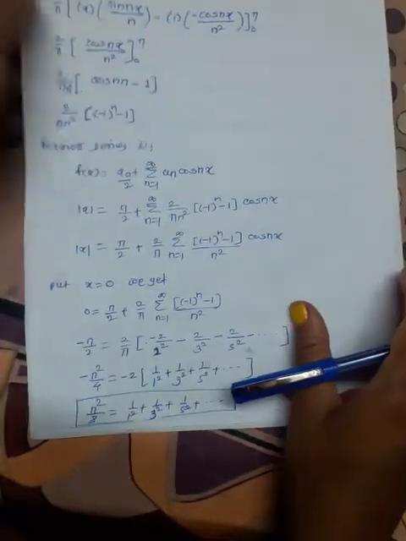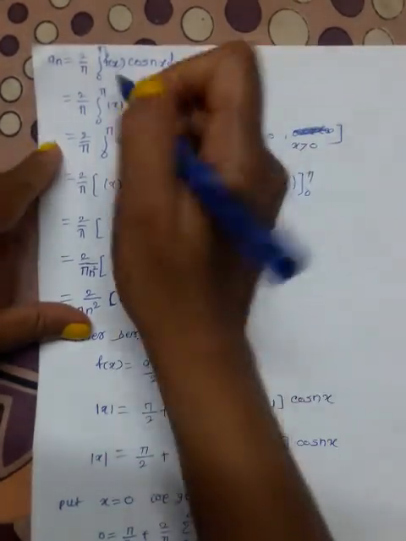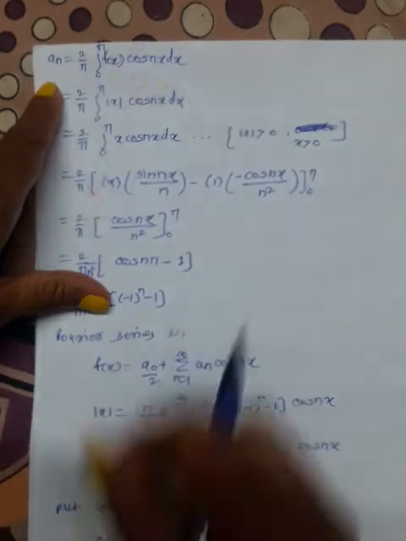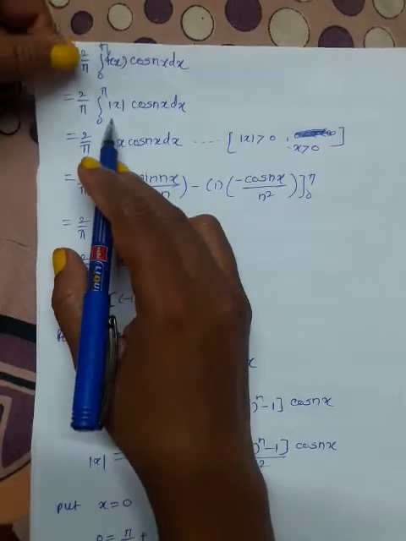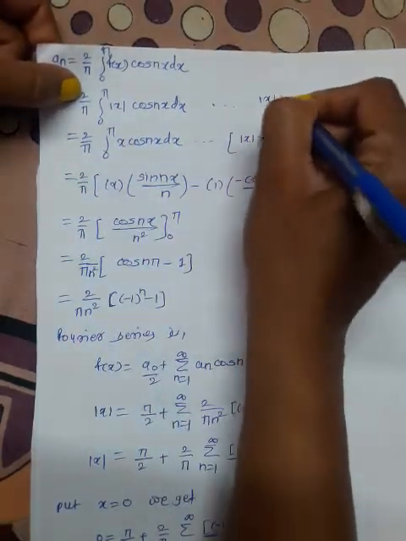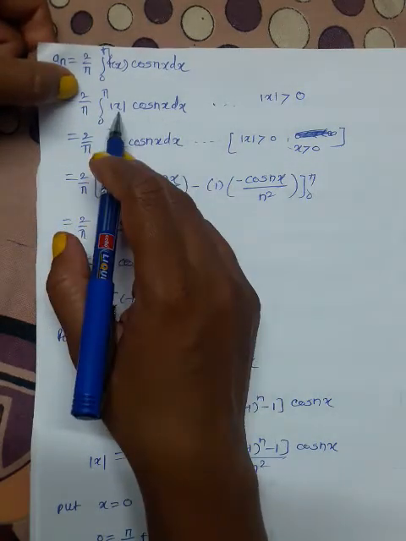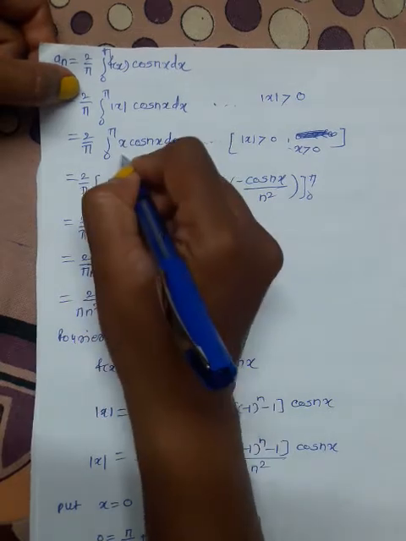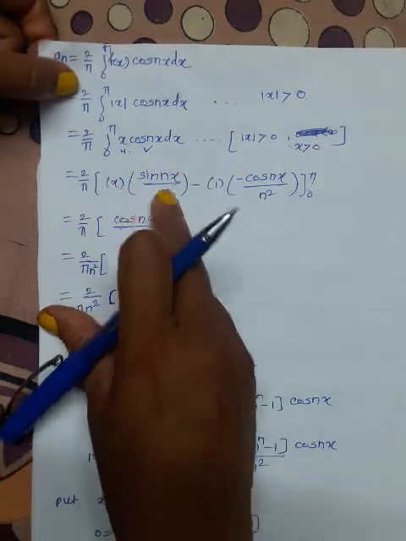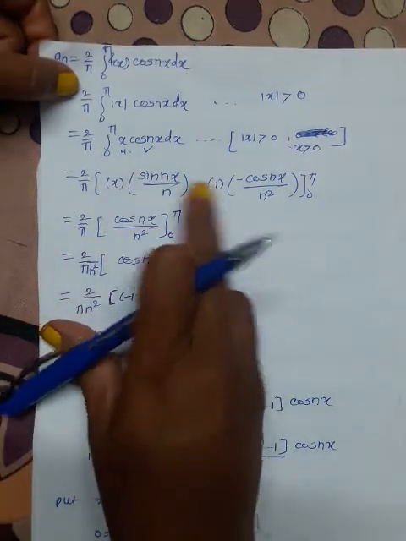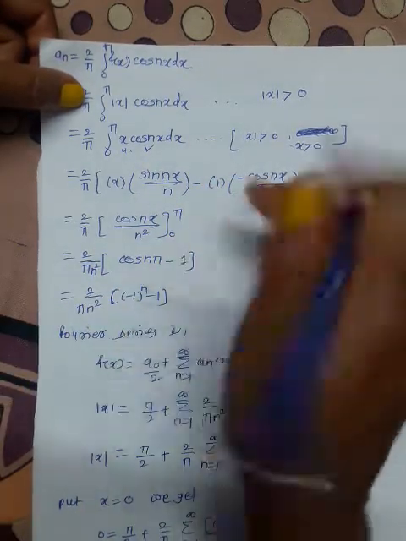Now for an. The formula for an is 2 upon pi integration 0 to pi of f(x) cos nx dx. Now put the value of f(x) as mod x. Again, we know mod x is greater than 0, that's why in 0 to pi it is a positive term, and mod x is equal to x. Again here we have to use the u into v rule. The rest of the terms stay as they are. 2 upon pi, u into the integration of cos, minus the derivative of x times the integration, as usual, with limit 0 to pi.